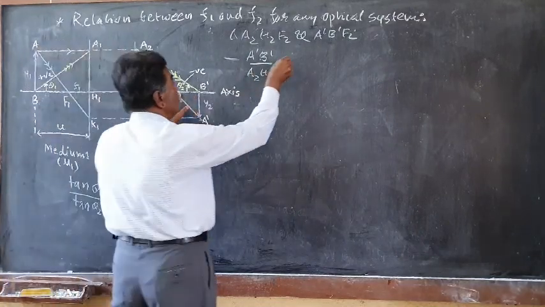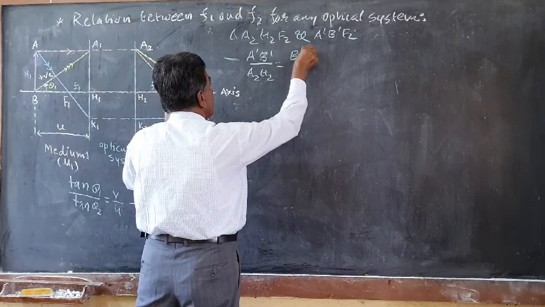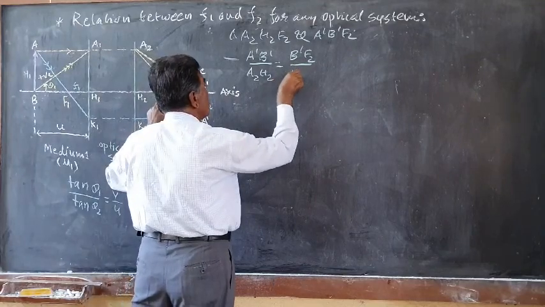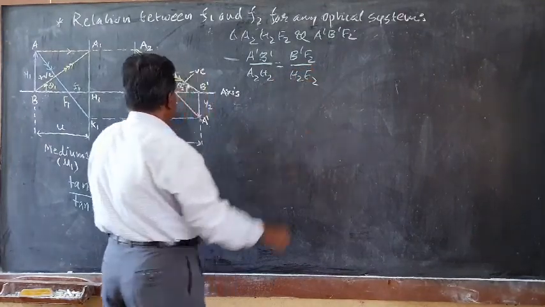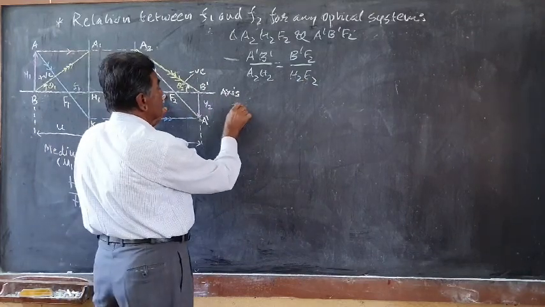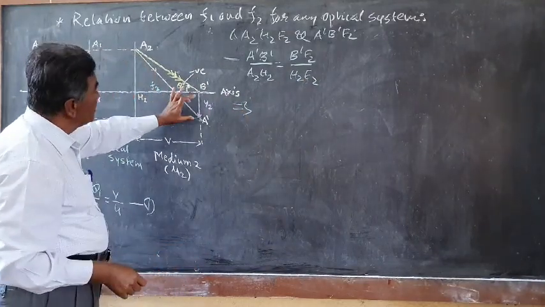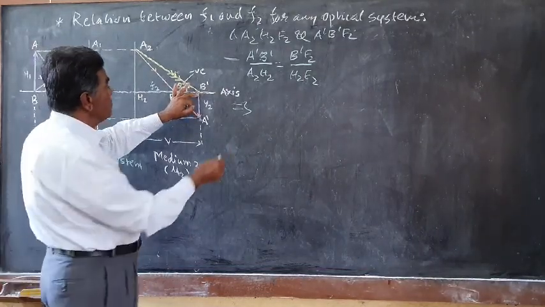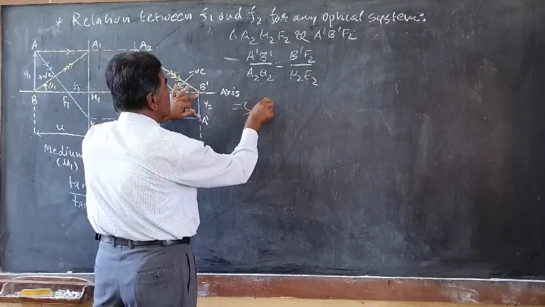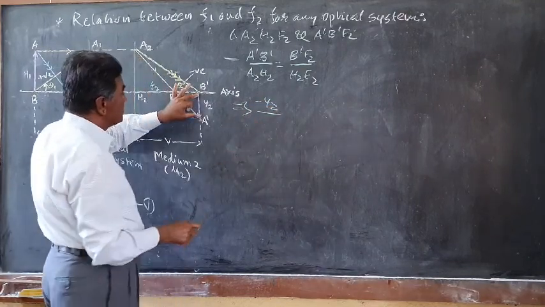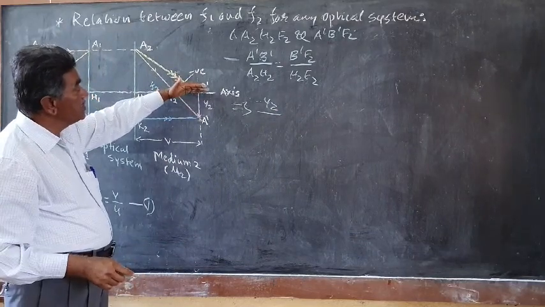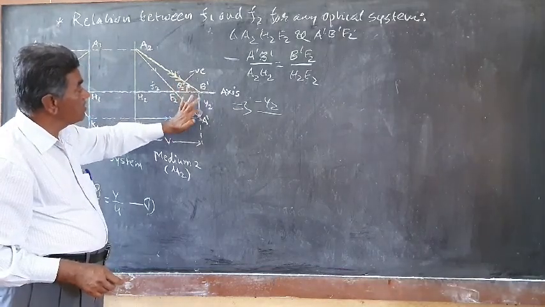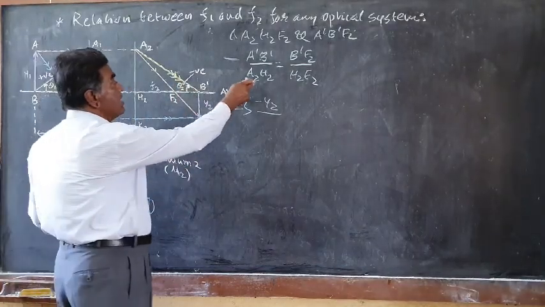This will be equal to, in the similar small triangle, the other side B dash of 2 divided by S2 F2. So S2 F2 here. Again we can use the sign conventions. A dash B dash will be equal to minus y2, because the distances which are measured below the principal axis are always negative. So minus y2 divided by E2 S2.